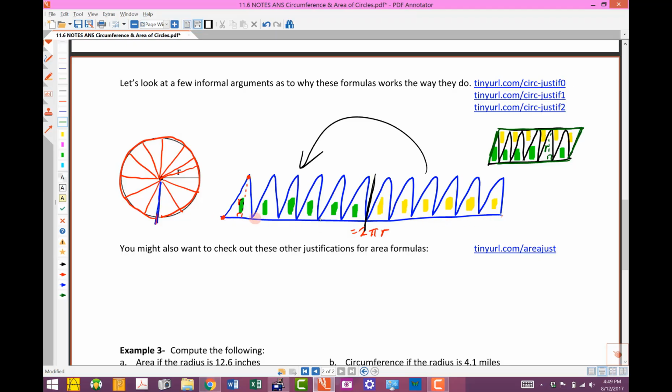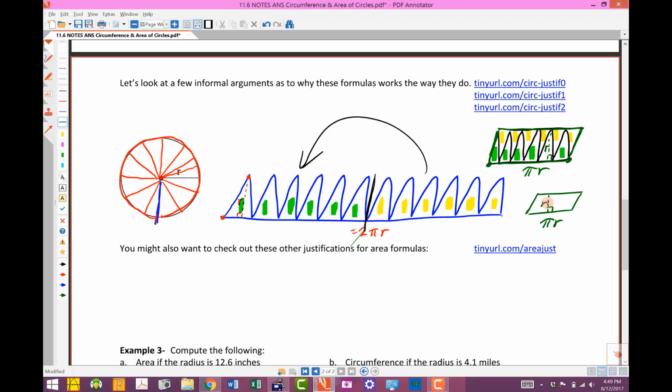Well, it's 2 pi r on the whole thing, but remember, we cut it in half, so how far is it from this to that? How long is the base, in other words, of this parallelogram? Well, if we cut this in half, we basically get rid of the 2, so this is going to be pi r. So what we've got is a parallelogram that looks like this. The base is pi r, and the height is r.